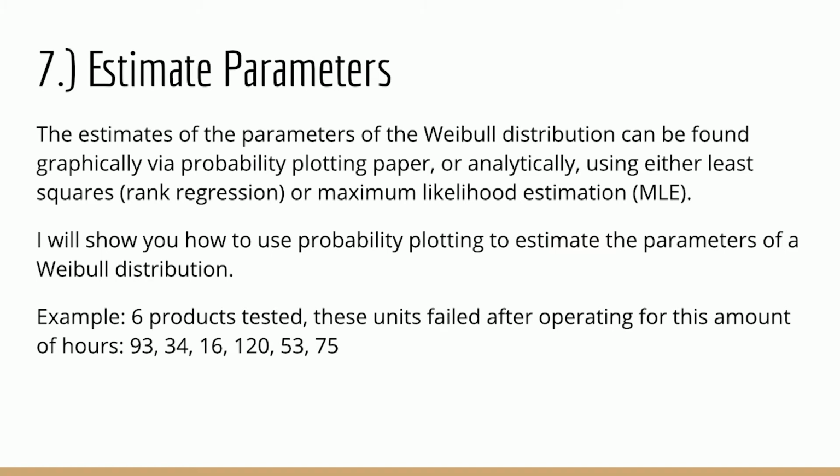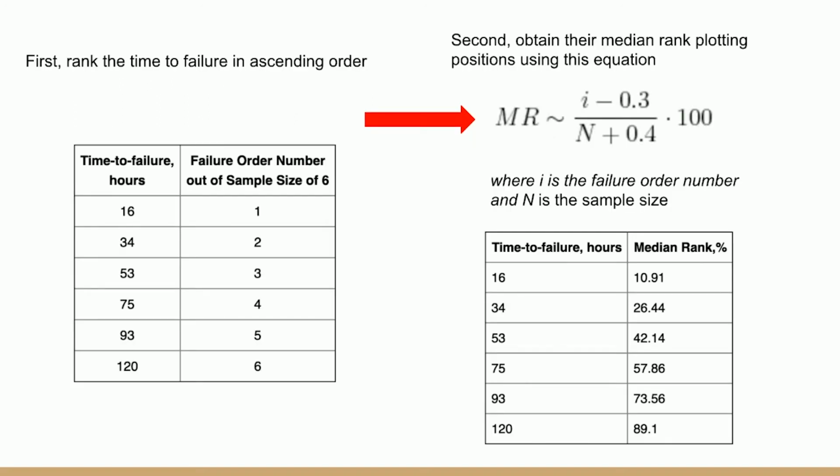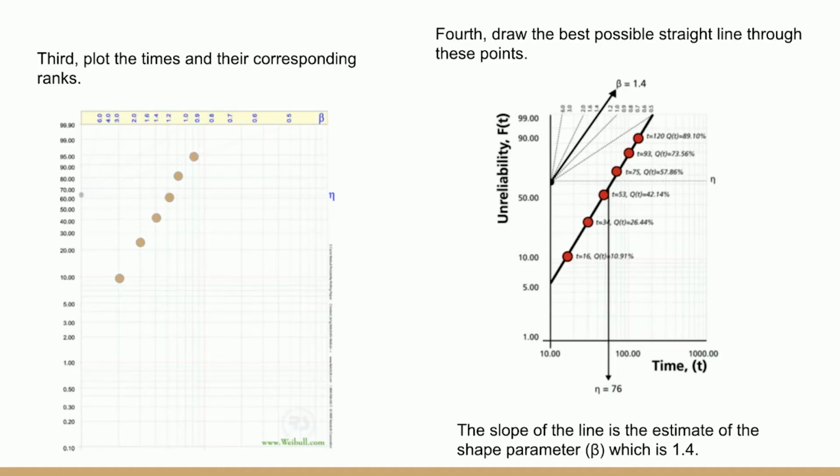So for this example, there are 6 products tested, and the time until failure is given below. Those times are 93, 34, 16, 120, 53, and 75 hours. So the first thing you need to do is to rank the time to failure in ascending order. After that, use the equation that the red arrow is pointing at to determine the median rank of each product, where the i is the failure order number and the n is the sample size. Next, plot the times and their corresponding ranks onto a piece of probability plotting paper. After that, draw the best possible straight line through all of these points.